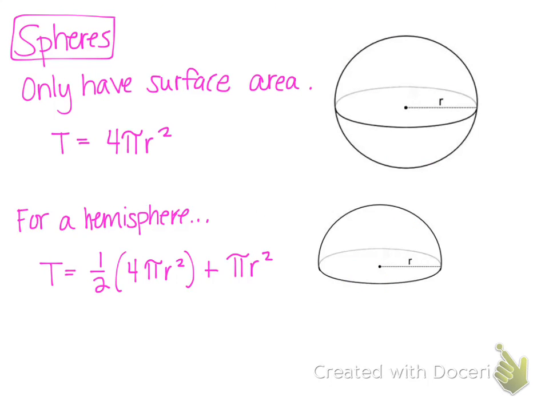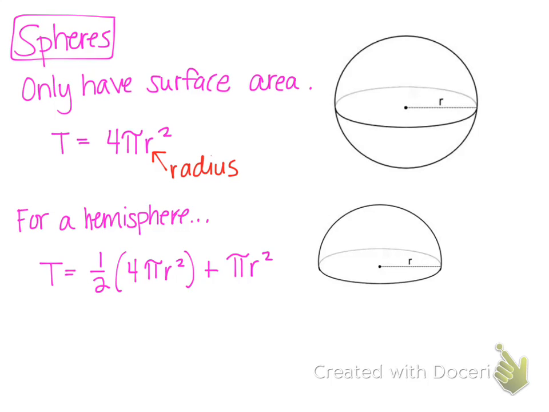So spheres only have surface area. We don't have any lateral surface area for spheres because there's really no faces or bases. It's just one smooth surface. So for this one, the total surface area is 4 times pi times r squared, and r again is our radius.